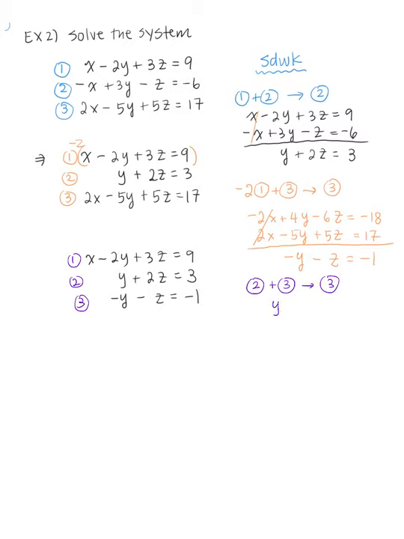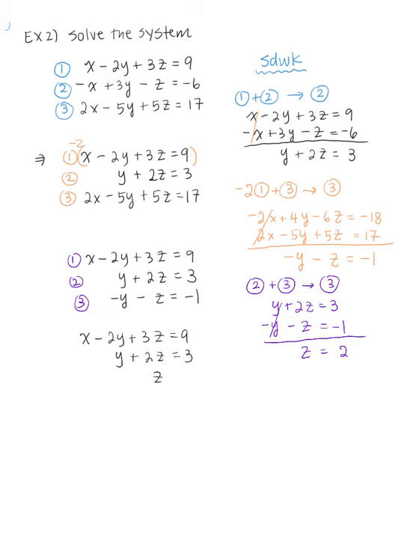So here you're going to have y plus 2z equals 3, and negative y minus z equals minus 1. All right, adding them together, I can kill the y's. Now here you're just going to have z equals 2. Yay! So now that goes into where the third equation was. All right, so let me rewrite. So then what do we got? We got x minus 2y plus 3z equals 9, y plus 2z equals 3, and then boom, we got z equals 2. All right, so look at it.